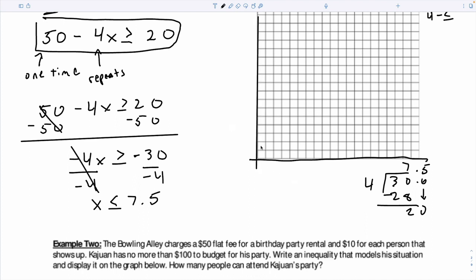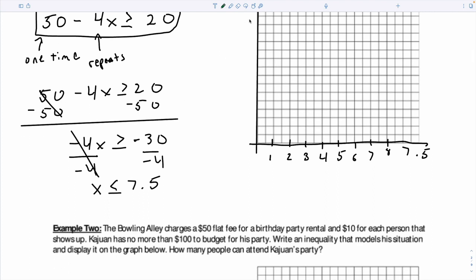Make your X and your Y down here. I'll go over by 0.5. So I'm going to count 1, skip 1, go 2, skip 1, go 3, 4, 5, 6, 7. And this is crossing the X value at 7.5. Go ahead and go to 8. If it crosses the X value at 7.5, you're going to fill in a solid line all the way over to 7.5.